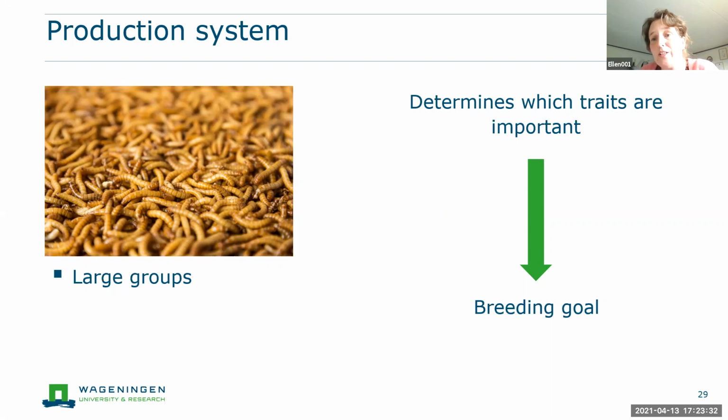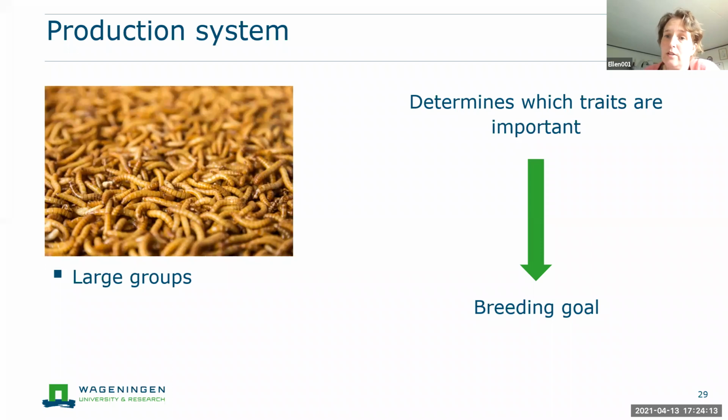But you can also imagine that there are quite some differences between the production system and the selection environment. So this production system determines which traits are important in your breeding goal. It really depends on the environment of the production system which traits you would like to include in your breeding goal. In some production systems, feed efficiency might be important because they use a quite expensive nutrient, whereas in other systems, they maybe use waste streams and then feed efficiency is maybe less important to select.